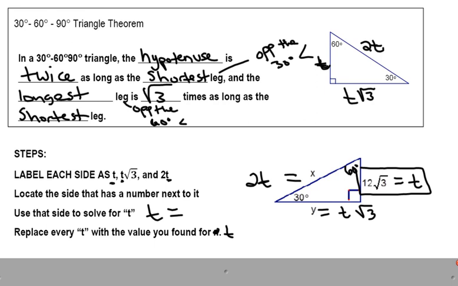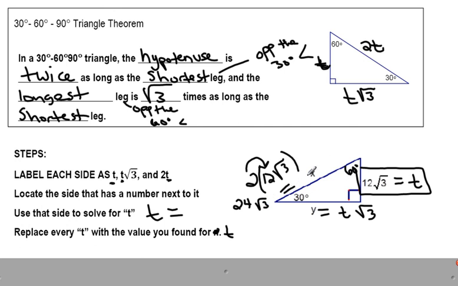So everywhere we see a t, we replace that t with what we said t was, 12 times the square root of 3. So I'm going to put the t in parentheses here because I'm going to have to distribute. So x equals 12 times the square root of 3 all times 2. So I do 2 times 12, which is 24, times the square root of 3.